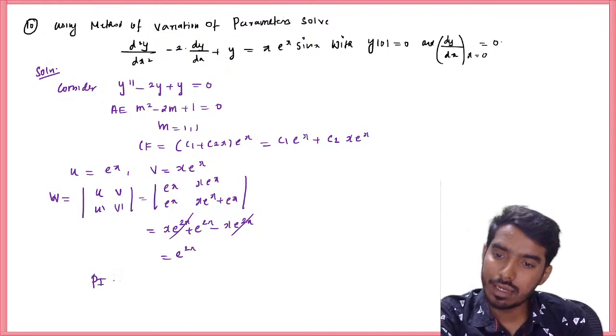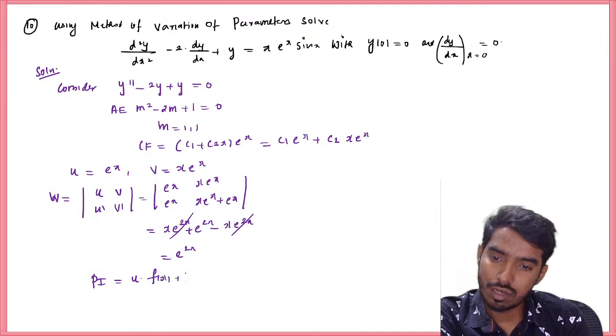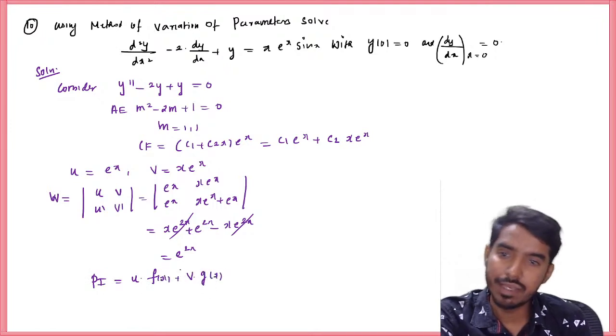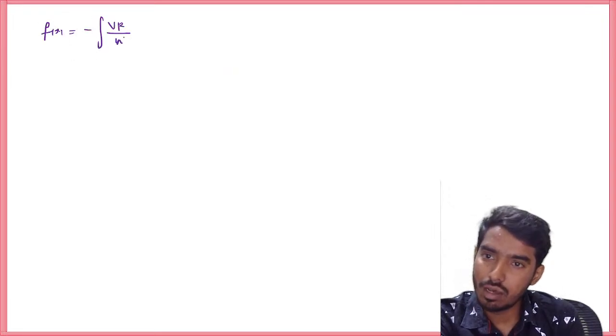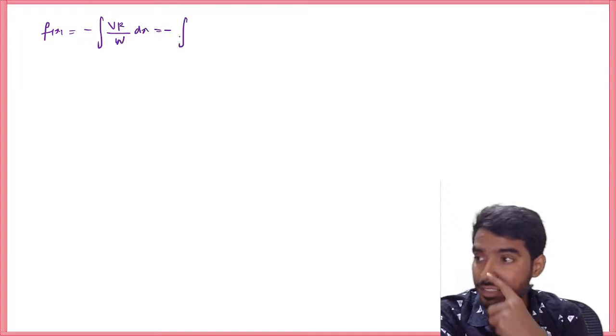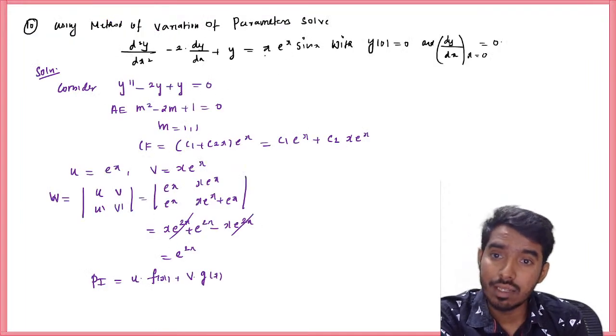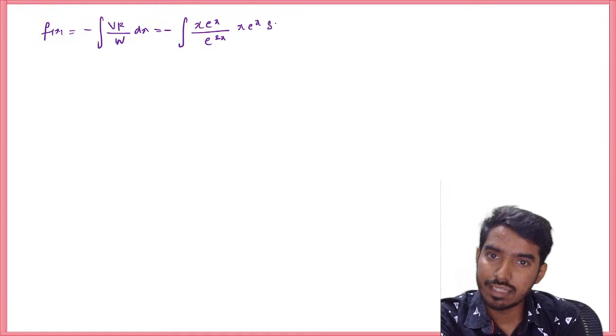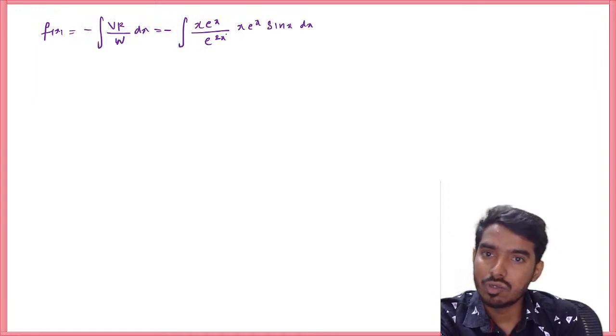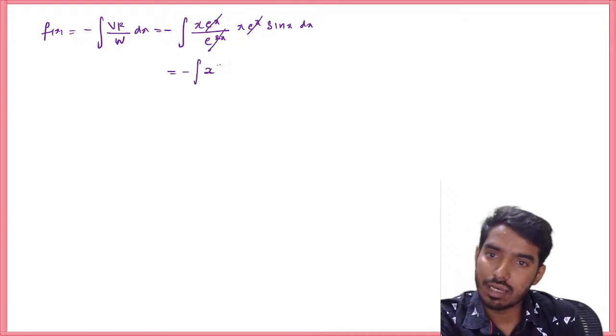Now you find the partial integral, which is u into f of x plus v into g of x. Your f of x is minus integration of v r by w dx. So minus integration of v into r. So v is x e power x divided by w. So w is e power 2x. r is x e power x sin x dx, right? So e power x, e power x, e power 2x will get cancelled. So minus integration of x square sin x dx.